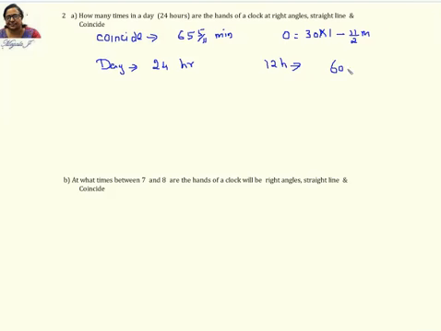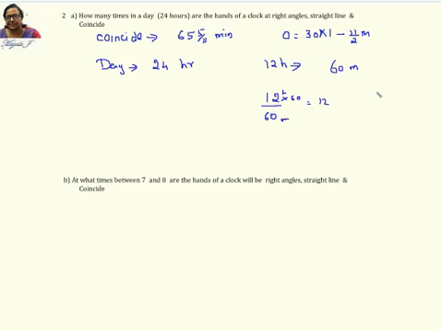Let me put it in this way. If they coincide at every 60 minutes, how do you get the answer 12? You take 12 hours and divide by 1 hour. But this is in hours and this is in minutes, so I convert the 12 hours into 720 minutes. In 12 hours I have to find out how many times they coincide. This is an assumption I'm making: if they coincide every 60 minutes, that means every 1 hour they coincide with each other.